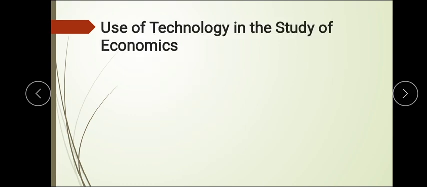And our second topic is the use of technology in the study of economics. When the word use of technology comes, we can say that we are living in this era of the 21st century, the IT era, and every now and then different technologies are coming up and getting upgraded. So we are living in the digital era.